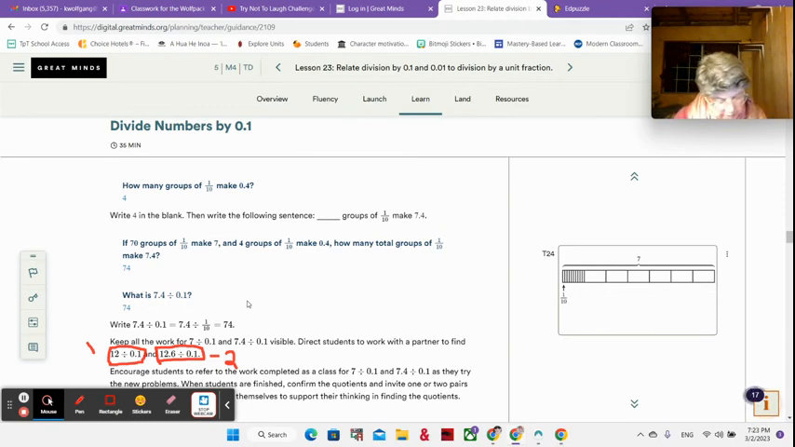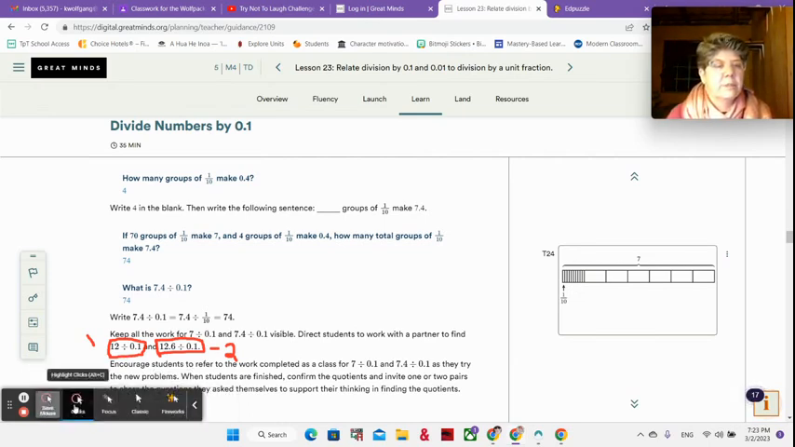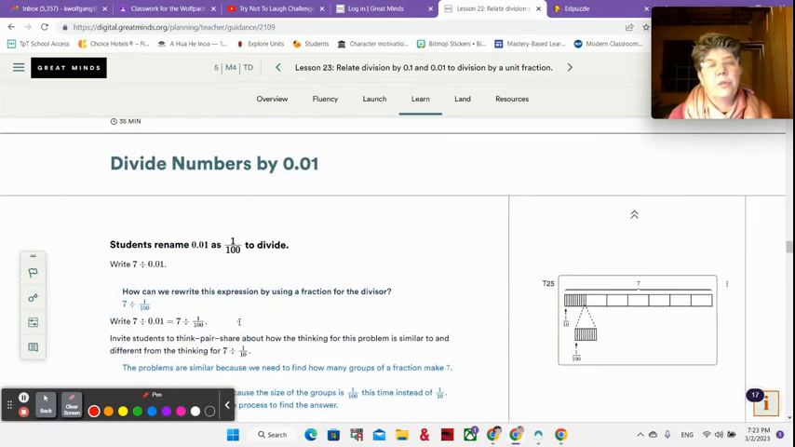We're going to continue on, and we're going to talk about dividing by 1/100th, right? Okay, so let's look at that. Let me clear this screen here if I can. There we go. Okay, so let's go here to 1/100th. Same thing that we did where we looked at 1/10.